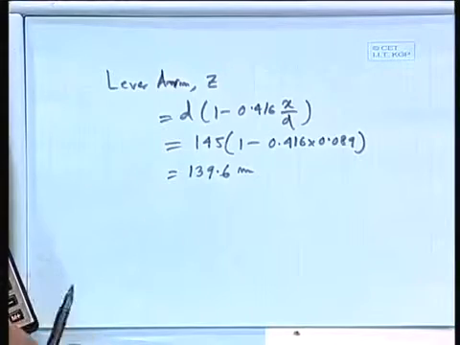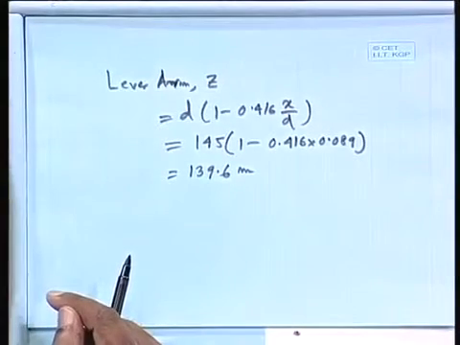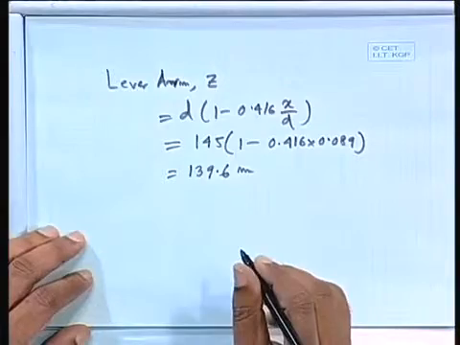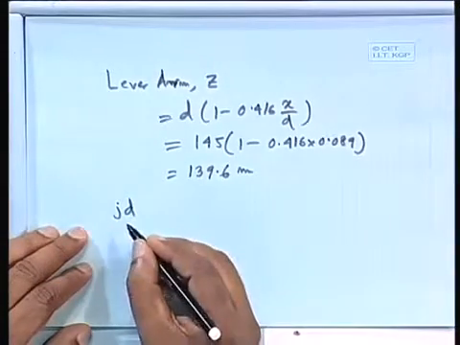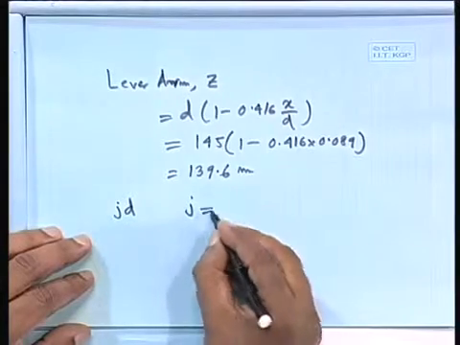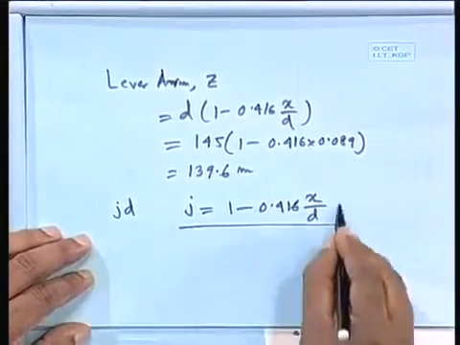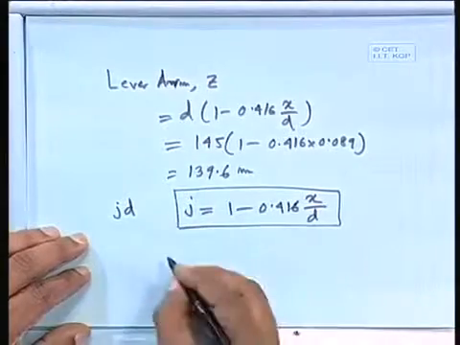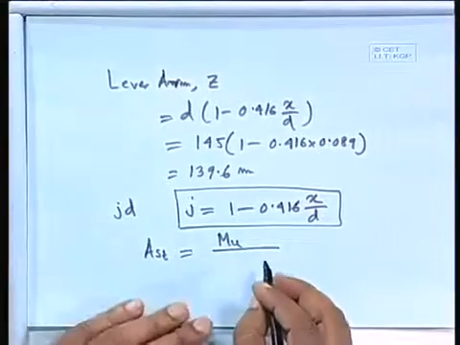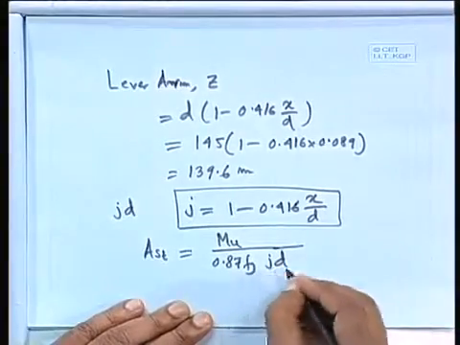One check I should say, let us find out this value, 0.416 times 0.089, which comes as 0.9629. If you remember, this one also we can say J. If you remember that working stress method, we used to say jd. So this value is analogous to your working stress method, I can say J is nothing but 1 minus 0.416 x by d. And in other way I can write down these equations in a similar fashion, that Ast equal to Mu by 0.87 fy, that is the stress, times jd. jd is nothing but lever arm also I can say.